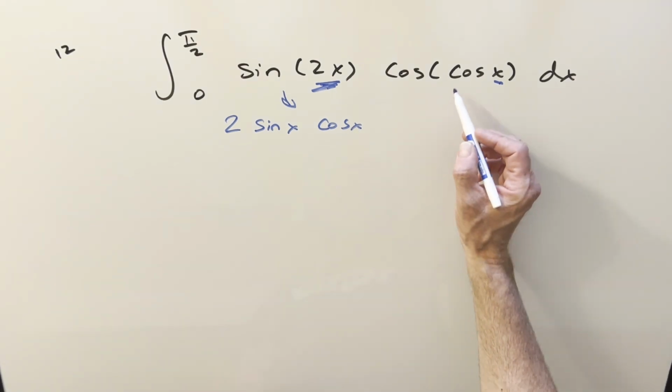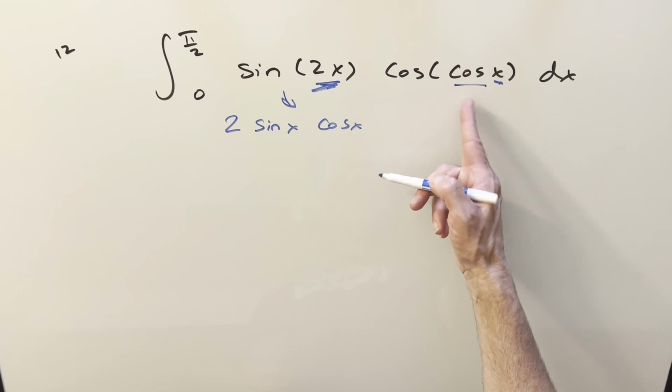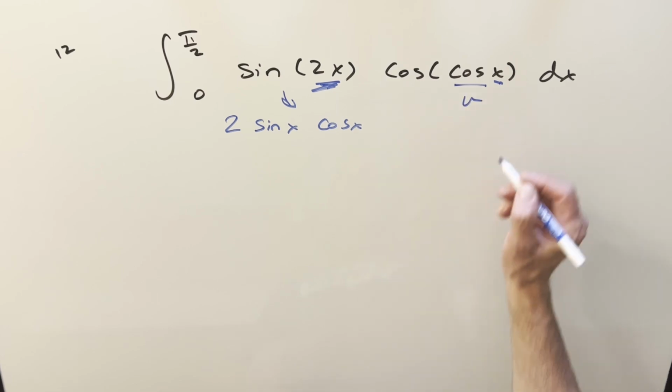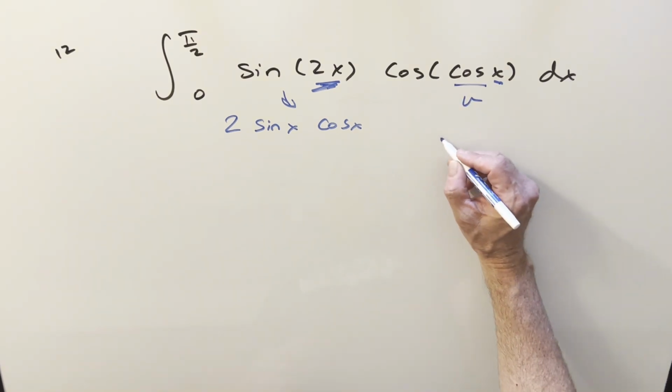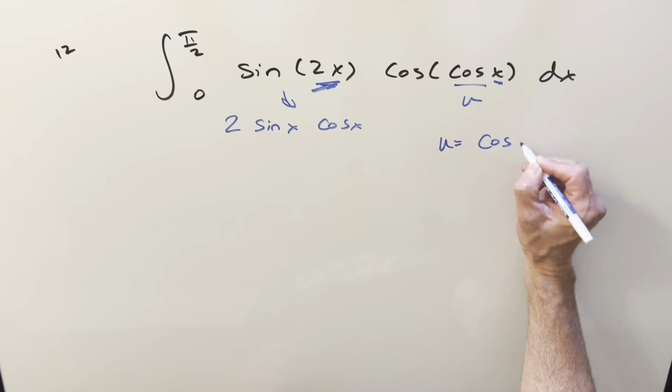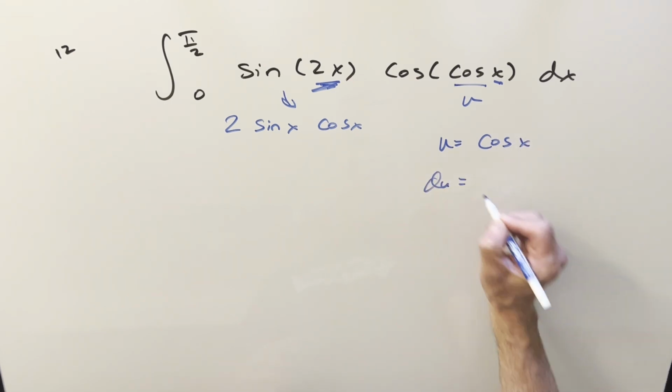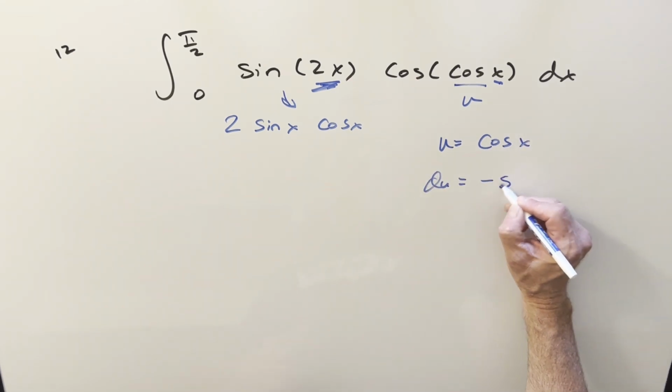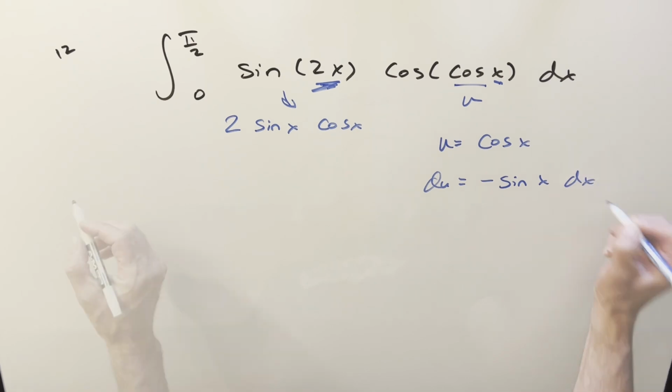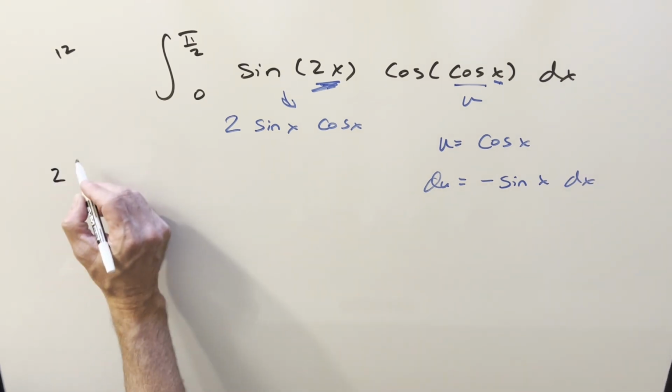The thing is, we don't really want cosine inside the cosine, so that's really the first thing I want to deal with. So I'm going to make that my u. So we'll say u is going to be cosine x, and then du is going to be minus sine x dx. So maybe let's set it up so we're clear about what's happening.